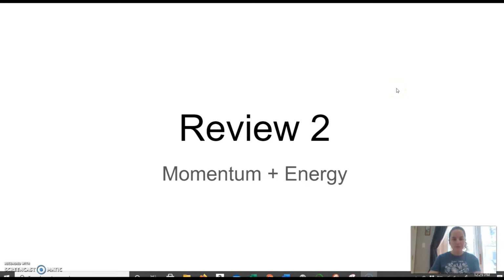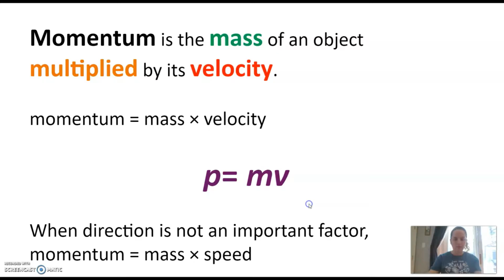Welcome to review 2. So let's talk about momentum and energy. All right, so momentum is P, right? So P is equal to your mass times velocity.